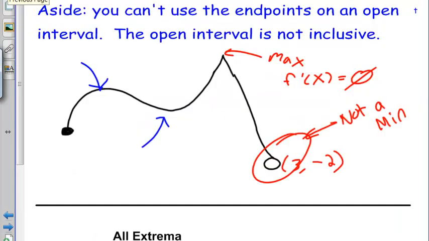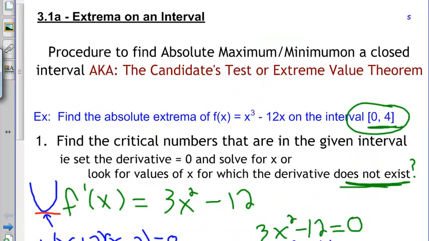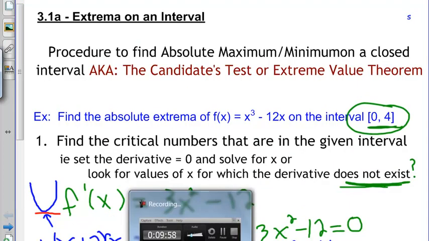What I want you to remember is the vocab, also critical number. That's when the derivative is 0 or undefined. Critical number: when the derivative is 0 or undefined.